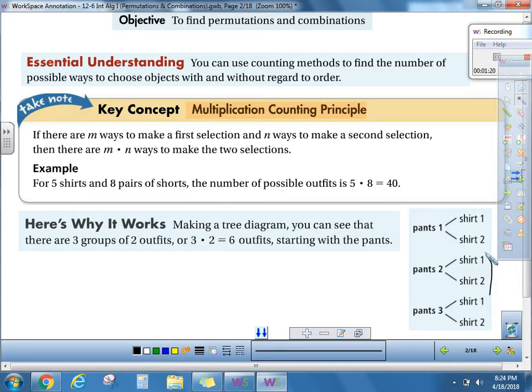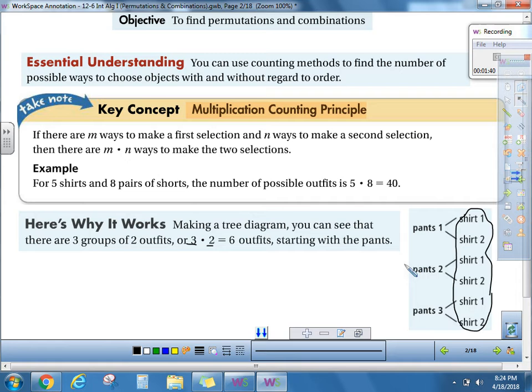So if we're looking here, my handwriting is not very good, so you're going to have to bear with me. We can see that we have 1, 2, 3, 4, 5, and 6 outcomes. So there's 6 different choices that we can come up with if we have 3 pants and 2 shirts. The reason that we got 6 was we just multiplied those together.